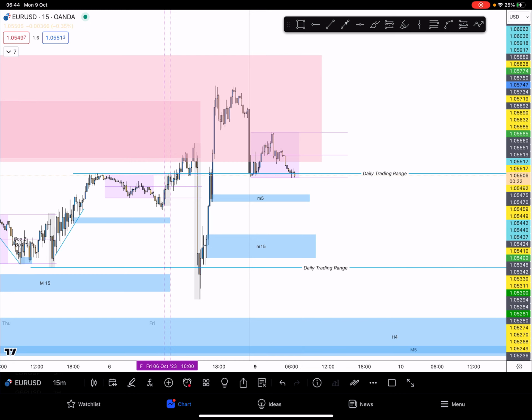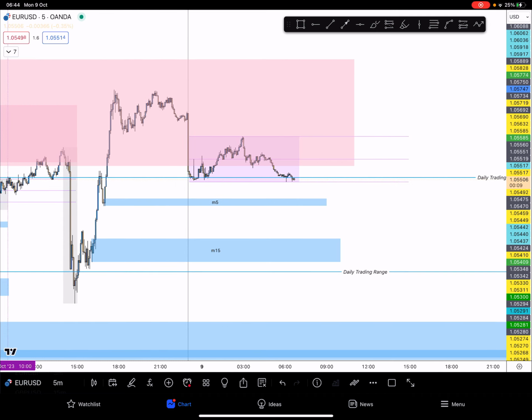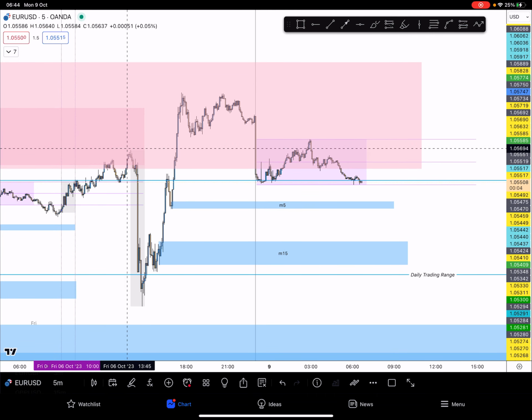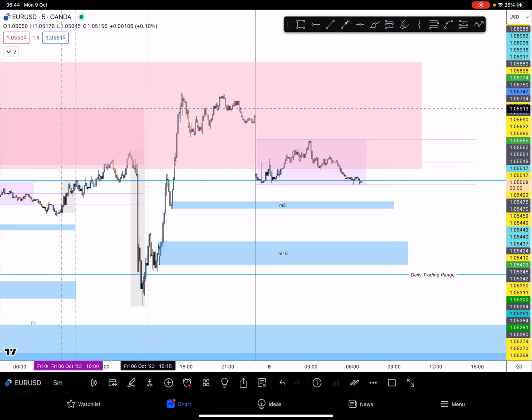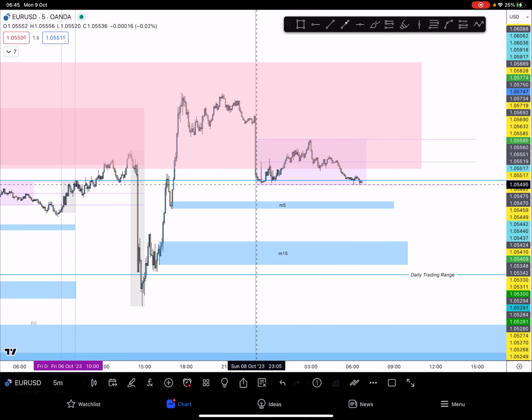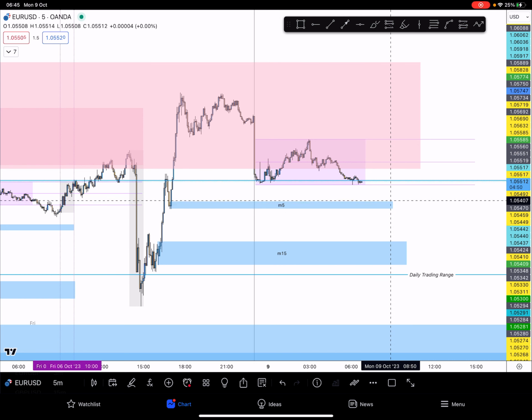Okay, so going now into M5, you see why I have this marked up, because this is the last point that price rallied all the way up here. That was the last point. And that rally from here, we took out this high and we took out this high. So this is why I'm looking at this. And right now, Asia liquidity is sitting below this.